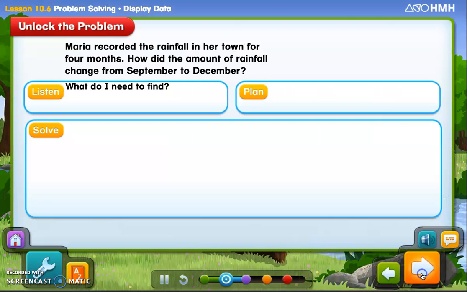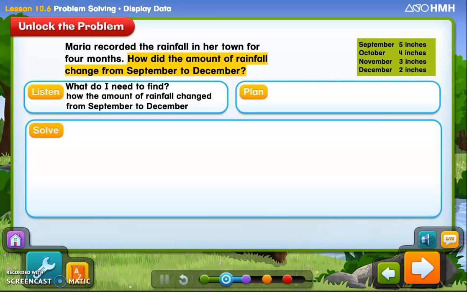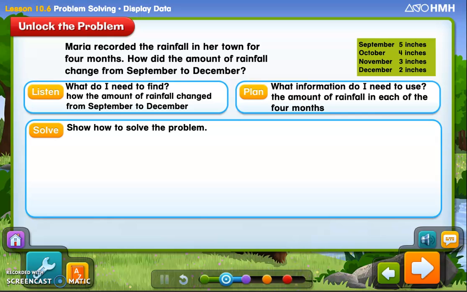Okay? Maria recorded the rainfall in her town for 4 months. How did the amount of rainfall change from September to December? What do you need to find? You need to find how the amount of rainfall changed from September to December. What information do you need to use? You need to use the amount of rainfall in each of the 4 months. Show how to solve the problem.